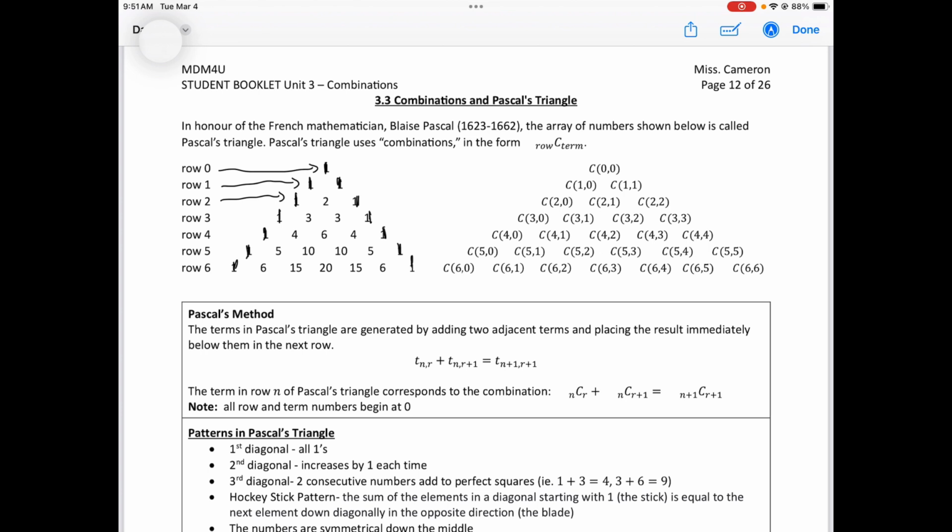Row 2, what we would do is add this 1 and filter in that 2. Row 3, we would add 1 and 2, giving us this 3, and then 2 and 1, giving us this 3. Row 4 is the same thing. So 1 plus 3 is 4, 3 plus 3 is 6, 3 plus 1 is 4. And we continuously filter that down. So 1 plus 4, 4 plus 6, 6 plus 4, 4 plus 1, and so on. That's how we get each subsequent row, and this goes on forever.